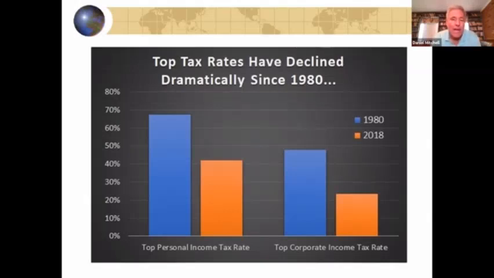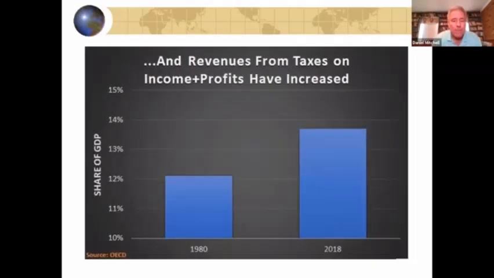And again, all this data is from the OECD, and the OECD is actually more of a left-wing international bureaucracy. So they're not trying to make libertarian arguments, but they do have good data. So tax rates have fallen dramatically since 1980. What happened to tax revenue from income and profits? It went up. It went up from about 12% of GDP to almost 14% of GDP. And keep in mind that GDP grew. So government got a bigger slice of a bigger pie.